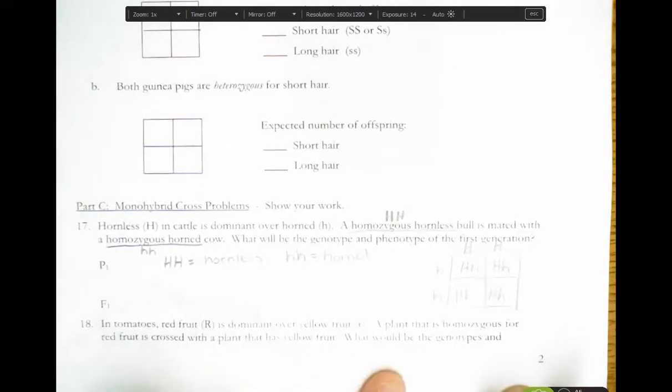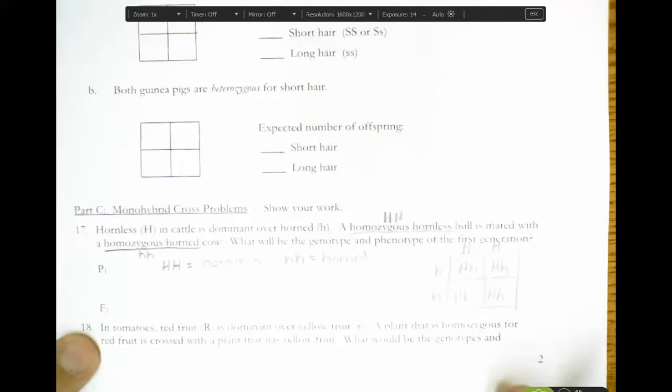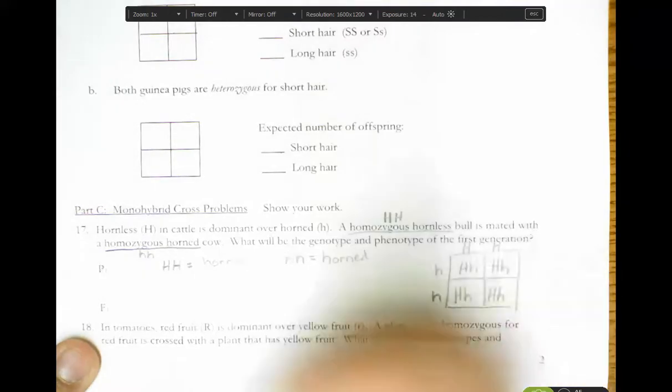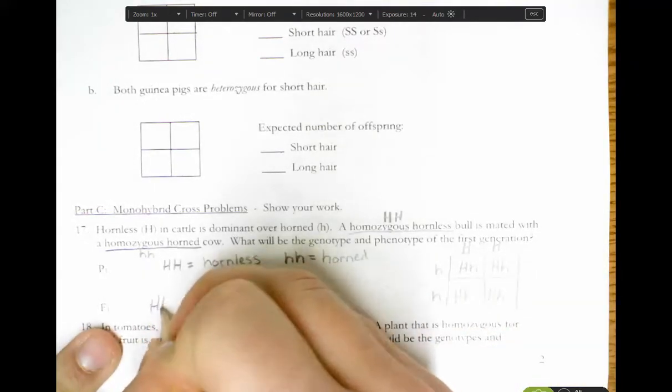Every one of our offspring have the genotype of what? Are they homozygous dominant, homozygous recessive, or heterozygous? All heterozygous. They are all uppercase H, lowercase h.